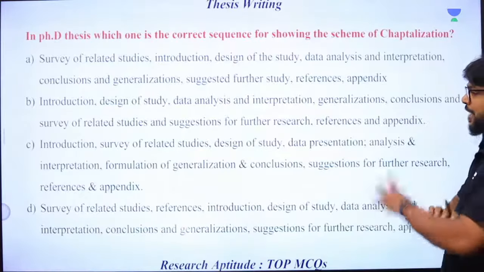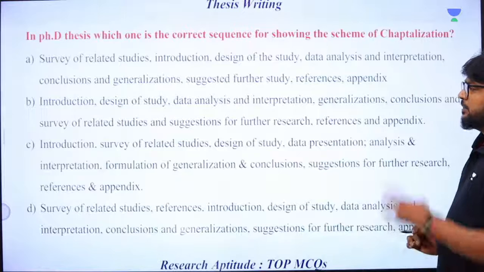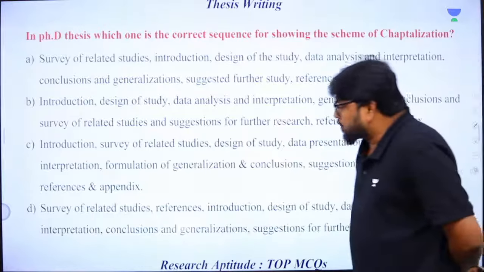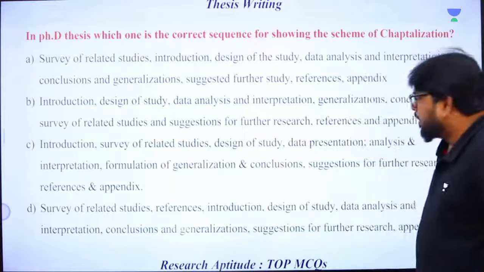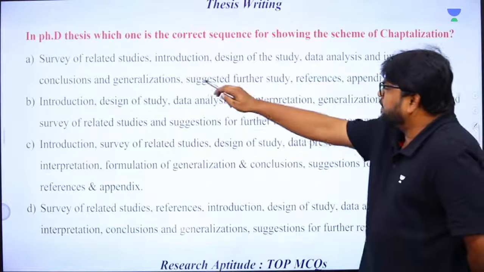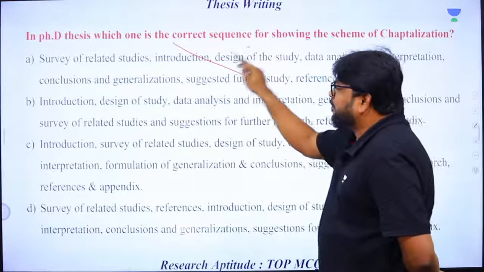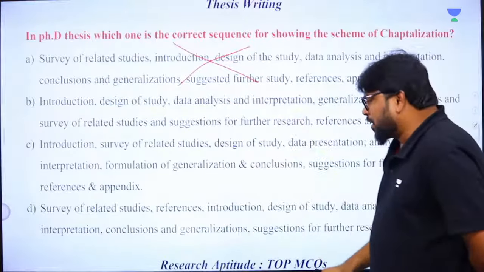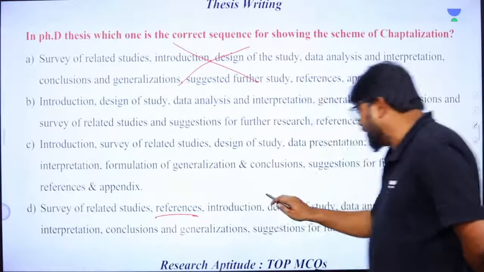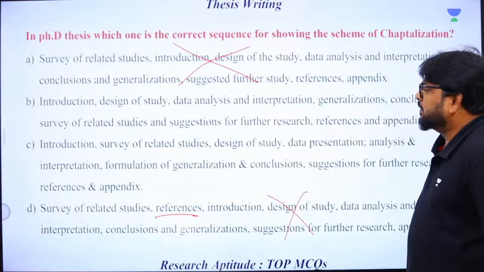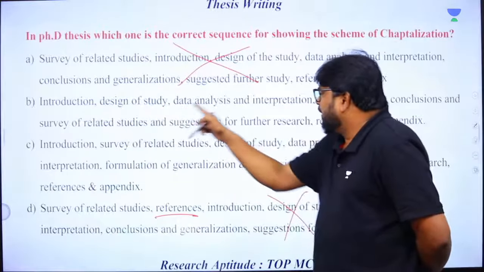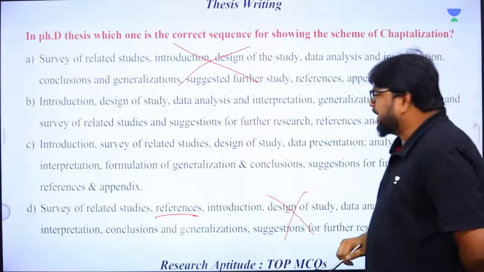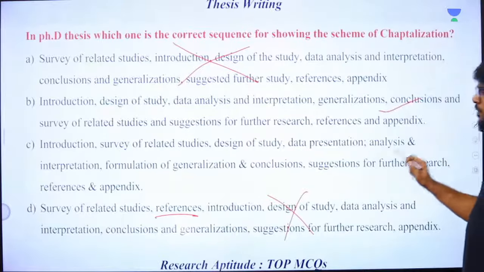Next, we have one more question related to thesis writing. In PhD thesis, which one is the correct sequence? So we have various options available. Survey of related studies, introduction. No, first you are not going with survey of related studies. First you are going with introduction, which is an important part in thesis writing. Next, survey of related studies, then references, then introduction, which is wrong. So keeping this in mind, introduction, design, data analysis and interpretation, generalization, conclusions, and survey of related studies, suggestions for future. This is correct. We will go with the next point.